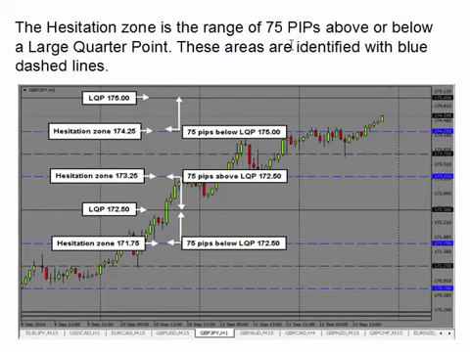The hesitation zone is a range of 75 pips above or below a large quarter point. Here is a large quarter point, 172.50. The hesitation zone is 75 pips above and below a large quarter point. In this example, the hesitation zone is 173.25 above a large quarter point of 172.50 and 171.75, which is 75 pips below a large quarter point of 172.50.